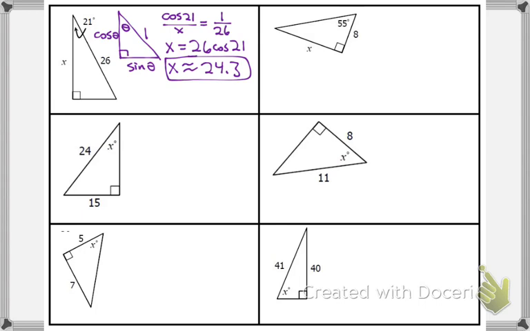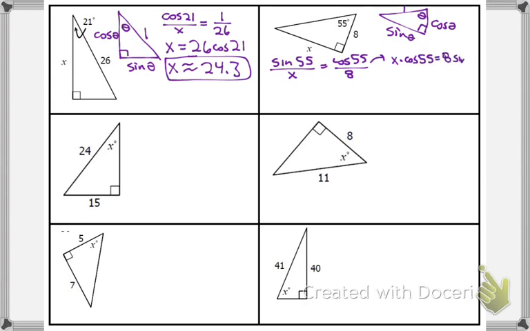In our next one, I'm going to draw a triangle in. I've got theta, sine, cosine, and 1. So here we're going to have sine of 55 over x equals cosine of 55 over 8. We're going to do cross product, and this becomes x times cosine of 55 equals 8 times sine of 55.